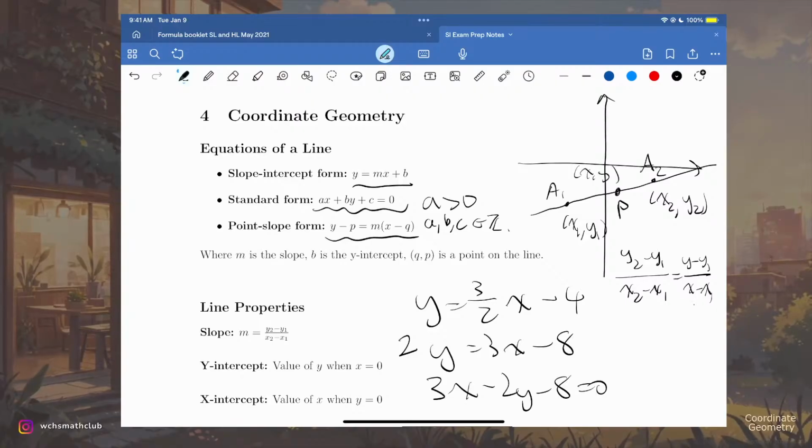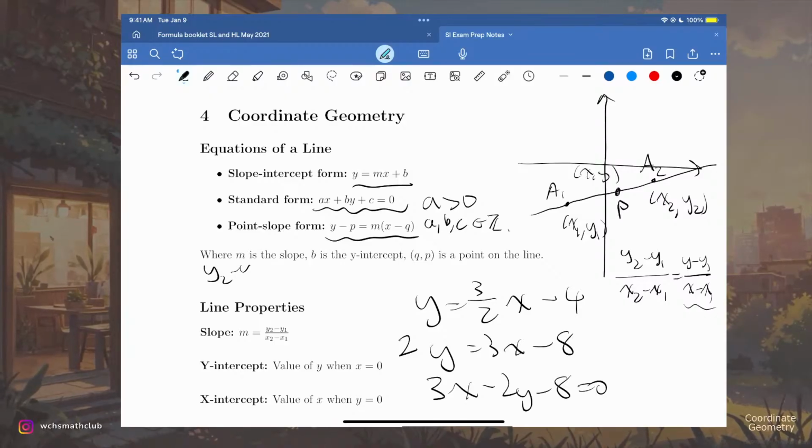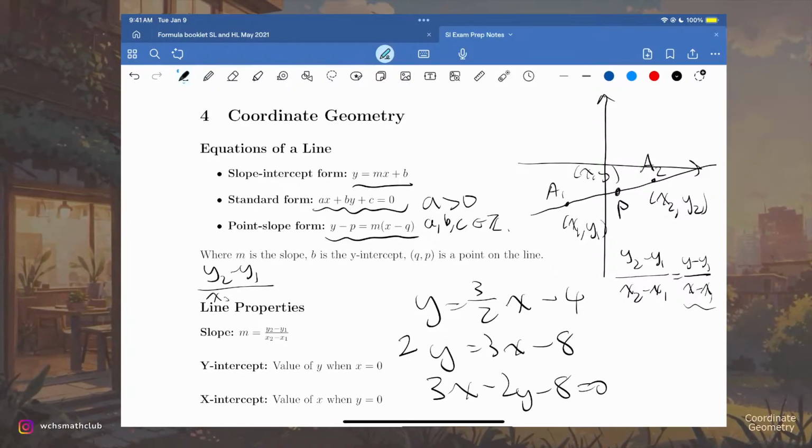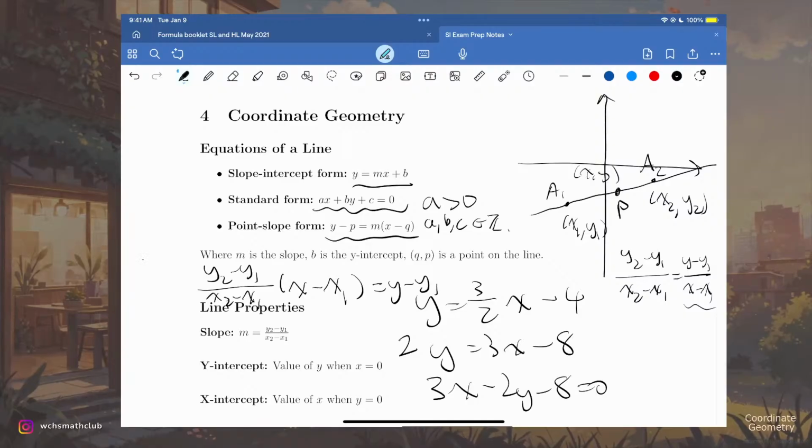And because we don't want an x on the denominator here, then we multiply both sides by x minus x1 to get y2 minus y1 over x2 minus x1 times x minus x1 equals y minus y1. And this here is called two-point form, as I said.